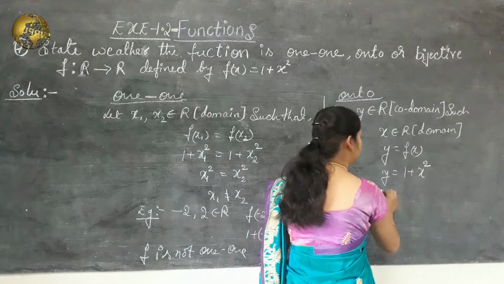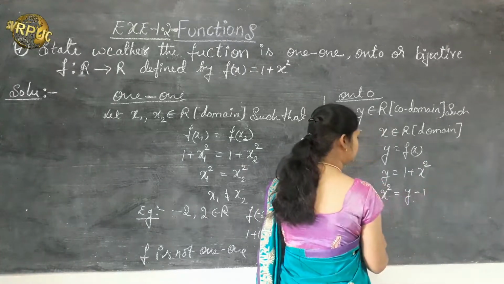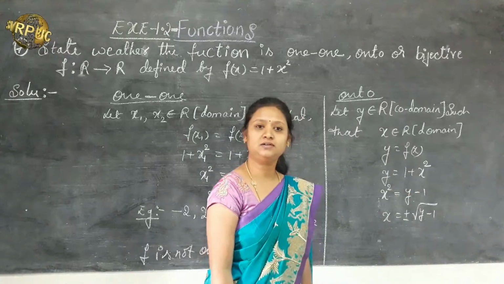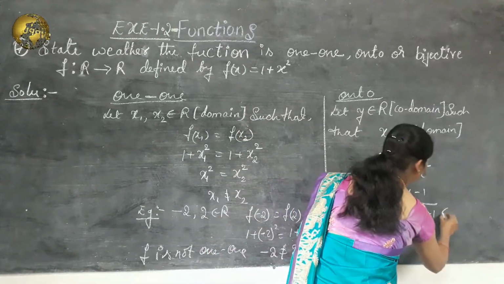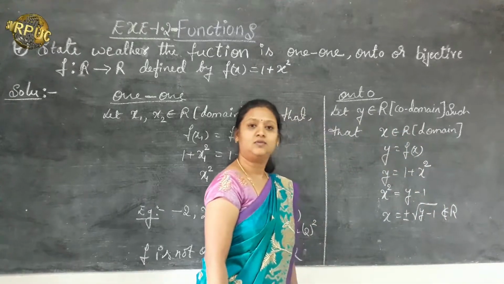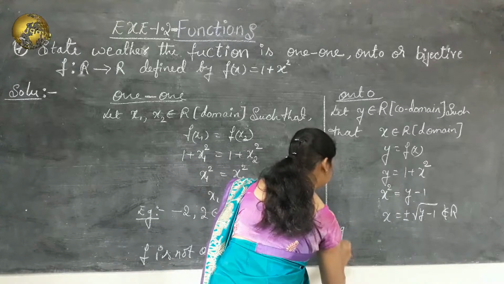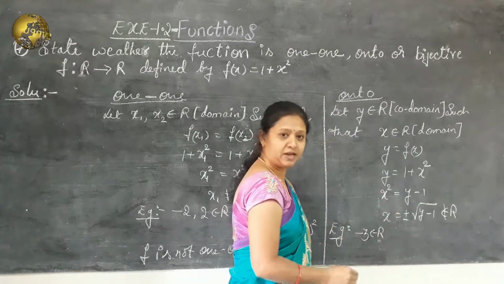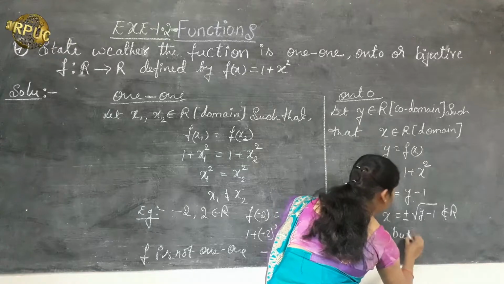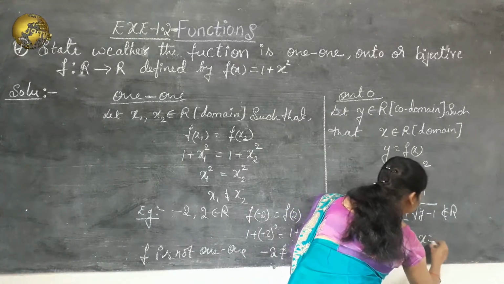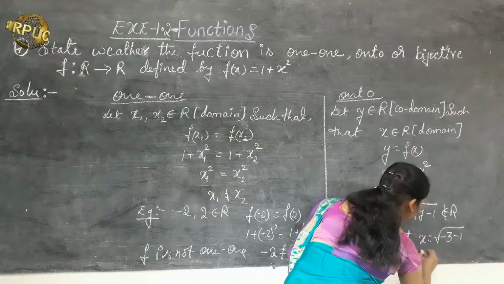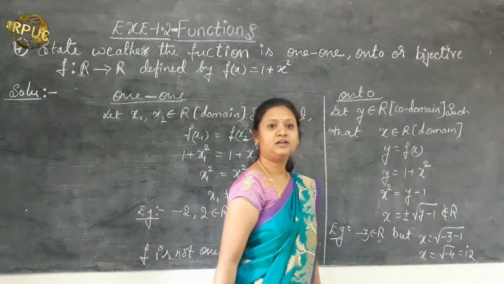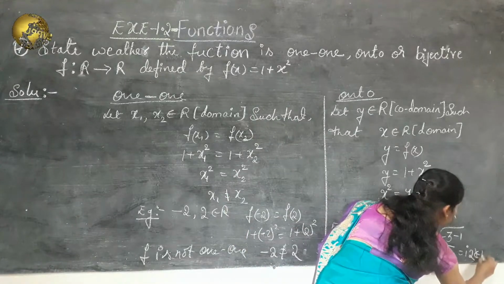Now we will extract the value of x. x square is equal to y minus 1, right? x is equal to plus or minus root of y minus 1. Does this belong to R? No, obviously it does not belong to R. Why? Very simple, we can do it by example, correct? I can consider minus 3 belongs to R, but x is equal to root of minus 3 minus 1, which gives the answer as root of minus 4, that is equal to 2i, which is a complex number and does not belong to R.